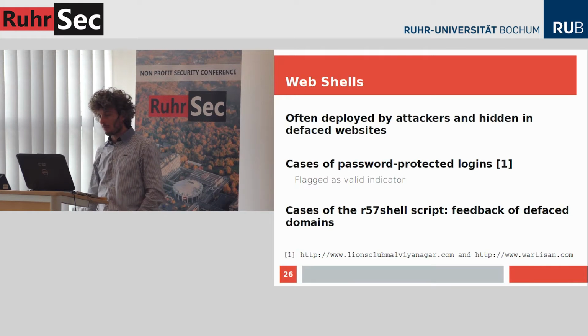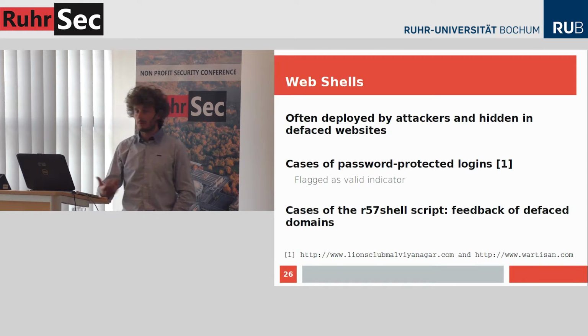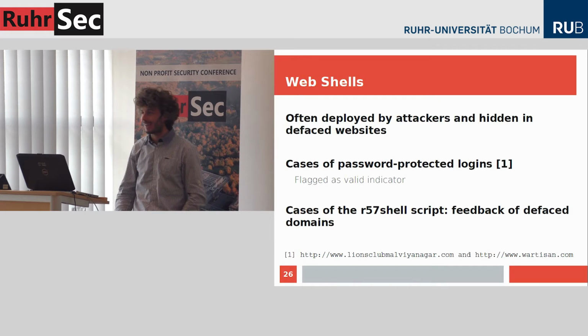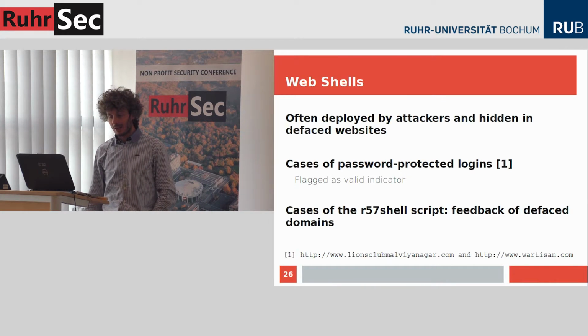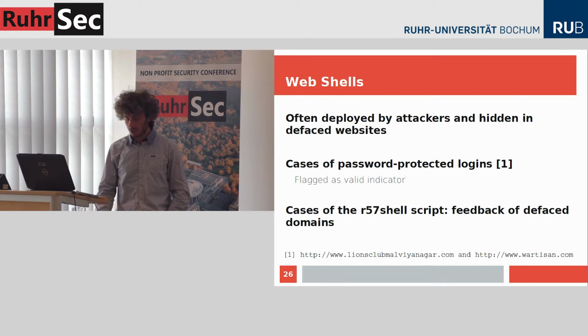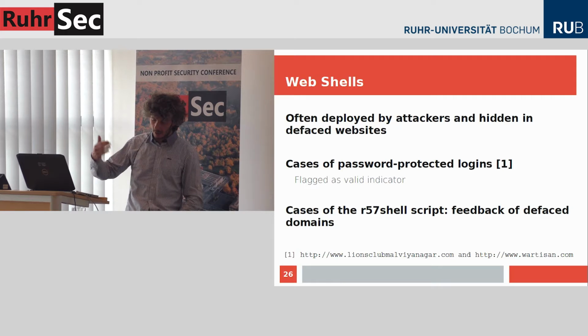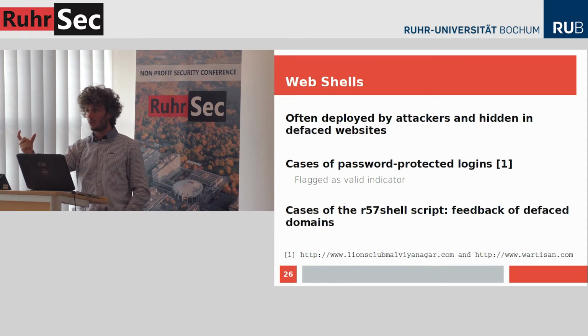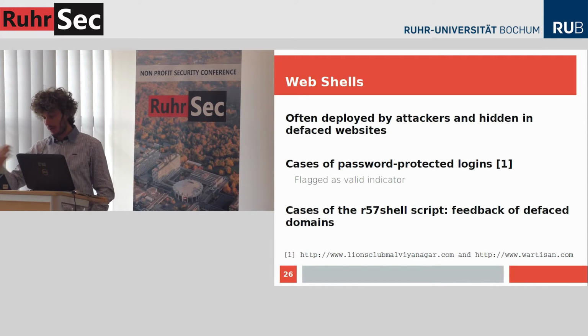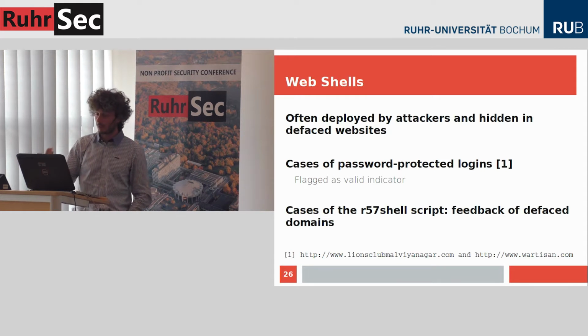We have several cases of password protected logins. So we have a JavaScript that manages all that together with a CAPTCHA and custom CAPTCHA and so on. This was automatically flagged as a valid indicator by the system. Then there are different cases of this R57 shell script I showed you before. This is very common, as I said, because it's a way that attackers basically acknowledge the fact that their tool that they use for mass defacement efficiently defaced a web application, and to keep track of which applications they have defaced.